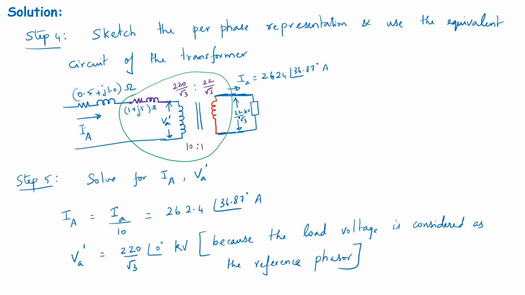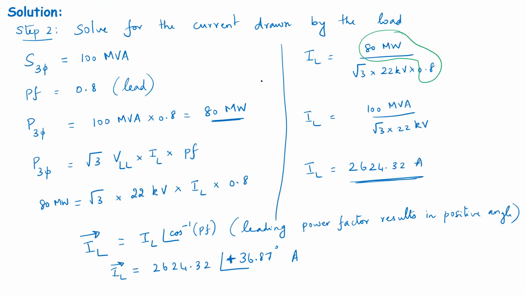Because the load voltage is the reference, the current angle is plus 36.87. If the load voltage had an initial angle of 5 degrees, then the current angle will be 36.87 plus 5 degrees. Why? Because we have just determined the power factor. So in fact, I should go here.